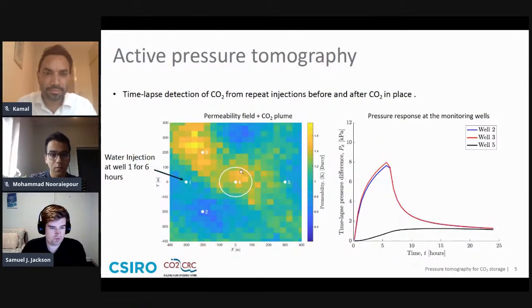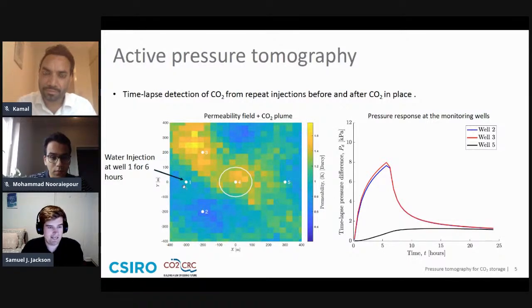Now, if we introduce CO2 into the domain, so we have CO2 centered around CRC4, which is given by this circle here. If we do the same water injection at well 1, you can now see that the pressure response at these monitoring wells is quite heavily reduced because this CO2 acts as a sink for that pressure. There's a reduction in diffusivity. Now, the difference at well 2 and 3 is quite significant, but the reduction at well 5 is really large as the pressure front has to travel all the way through that plume.